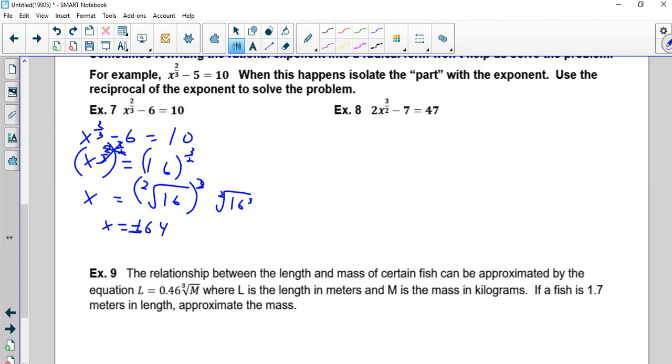And we have to check both of these. So we're going to plug both in. 64 to the 2/3. As we said, 64 to the 2/3 means the cube root of 64, which is 4, squared is 16. And 16 minus 6 is 10. So positive 64 works.